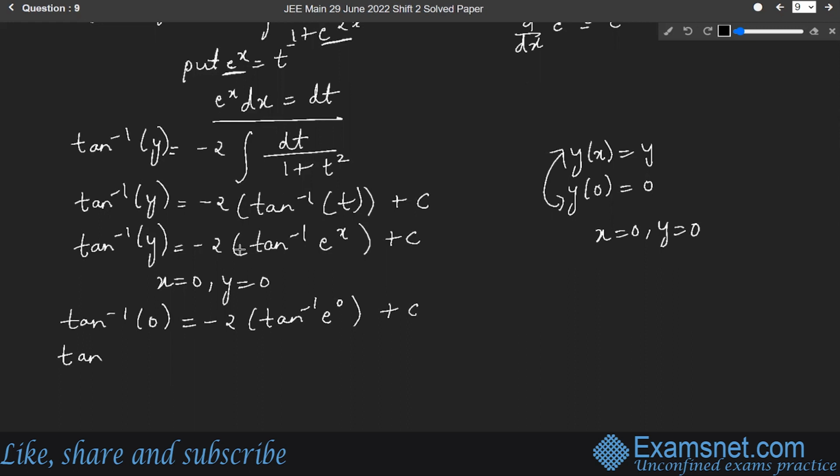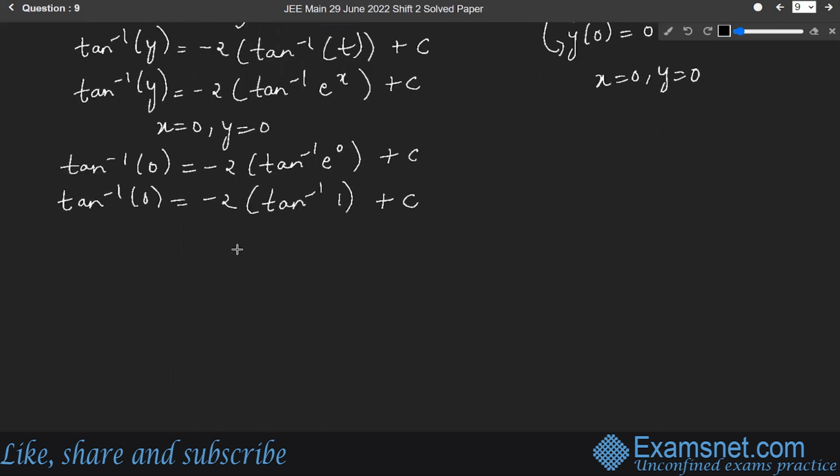So this will be tan inverse of 0 is equal to minus 2 into tan inverse of e power 0. We know that in exponents, there is a rule that anything raised to 0 is always equal to 1. So we have tan inverse 1 plus c, right? So tan inverse of 0 is 0, right? And this will be equal to what? 2 tan inverse 1. Now what is the value of tan inverse 1? Do you know what is the value of tan inverse 1? It is pi by 4. So when we substitute here, minus 2 into tan inverse 1.